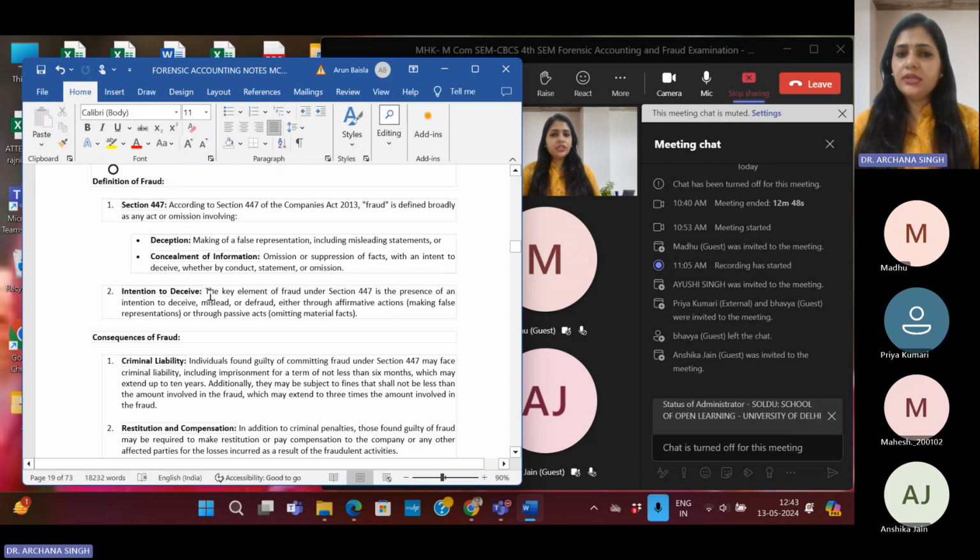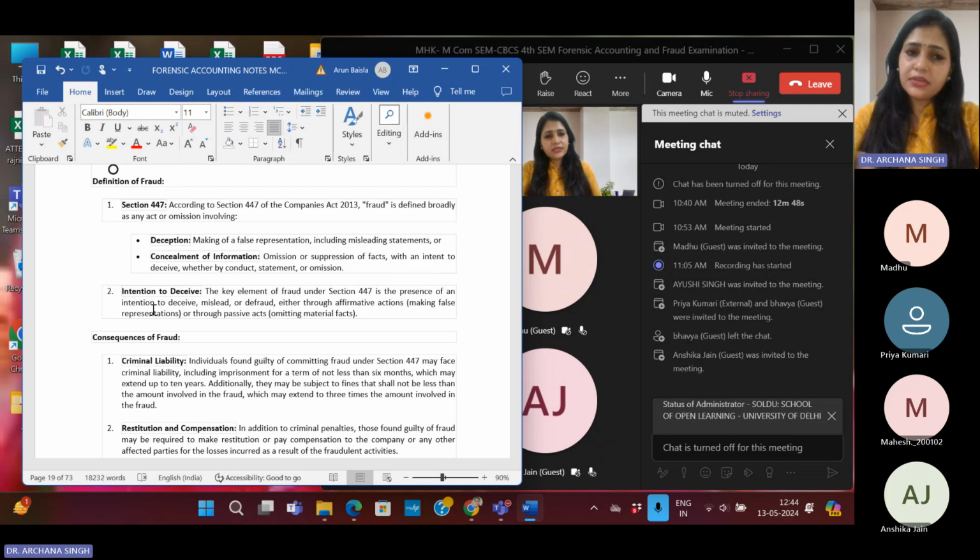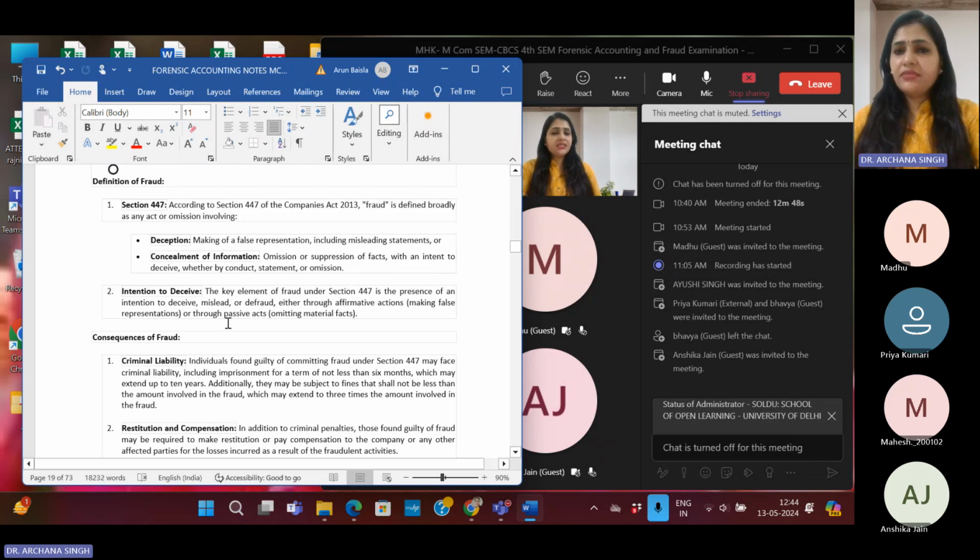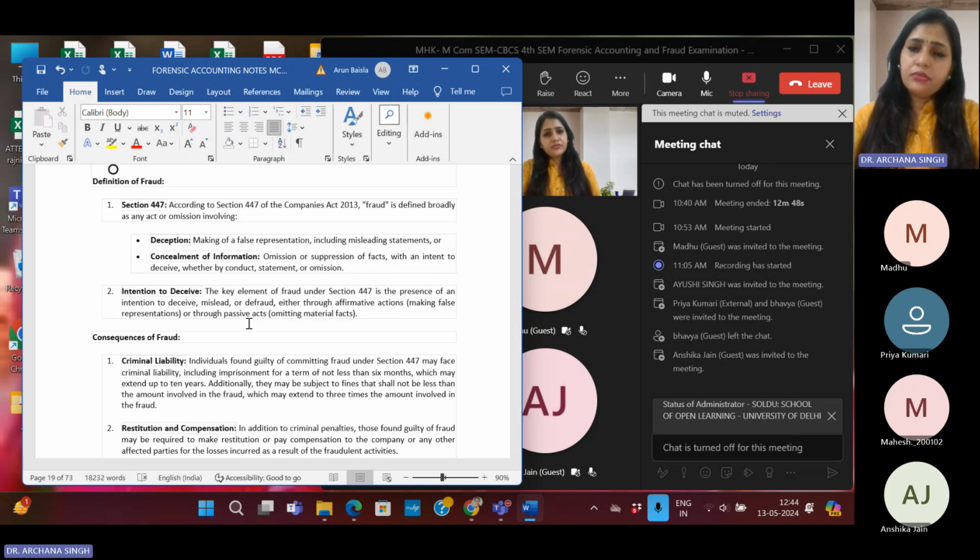Then intention to deceive. The key element of fraud under section 447 is the presence of intention to deceive, that is, their intention is that they want to mislead, they want to deceive or defraud, either through affirmative actions, making false representation, or through passive acts, meaning omitting the main facts, not disclosing the material facts which are most important. Okay, so this is the definition of fraud according to Companies Act section 447.